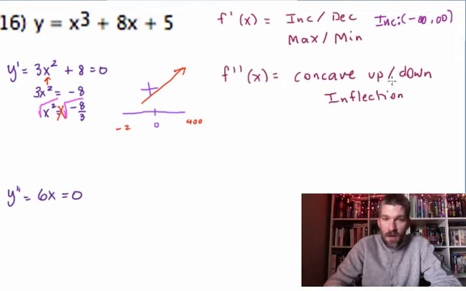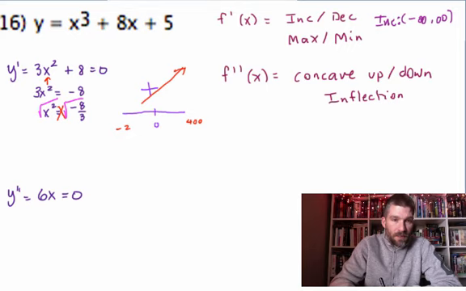Okay, let's check out concavity. So we've got 6x equals 0. I'm going to divide both sides by 6, so x equals 0. So on that number line, I do have a number of 0, and I check it with 6x.